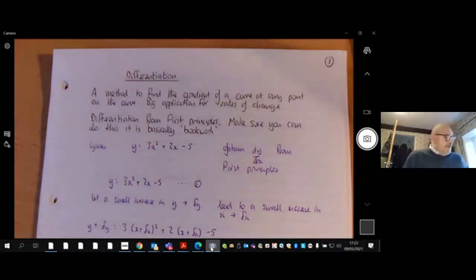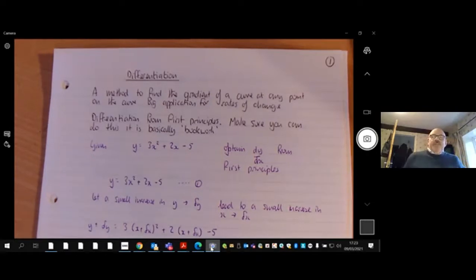Now, so my introduction, what is it? A method to find the gradient of a curve at any point on the curve. And it's a big application for rates of change. You may have seen that. It will certainly crop up in your mechanics.